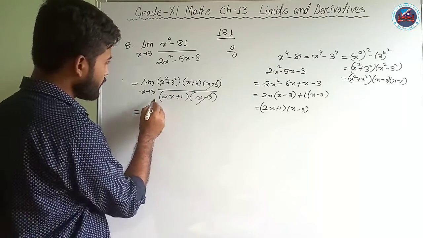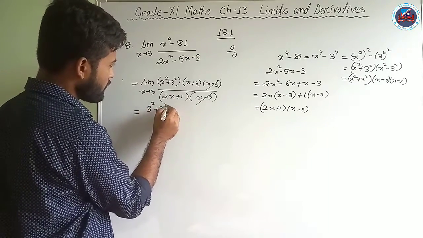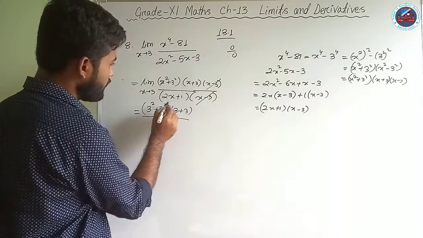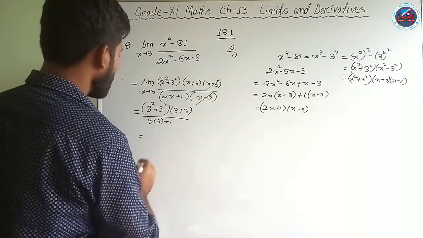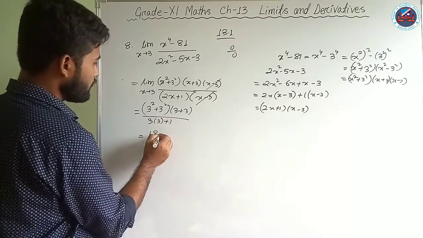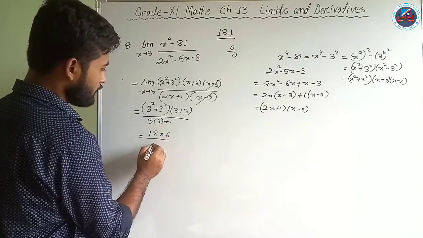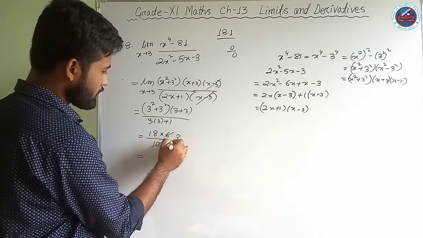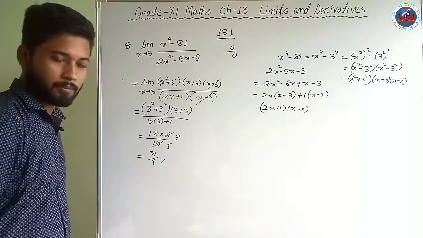So our limit will be what? In place of x, just put 3 here, so this will be 3 square plus 3 square into 3 plus 3 divided by 3 into 2 times 3 plus 1. This will be 3 square 9, 9 plus 9 is 18, into 3 plus 3 is 6, and 2 times 3 is 6, plus 1 is 7. So if you calculate this, it will be 54 by 5. Okay, so quite easy.